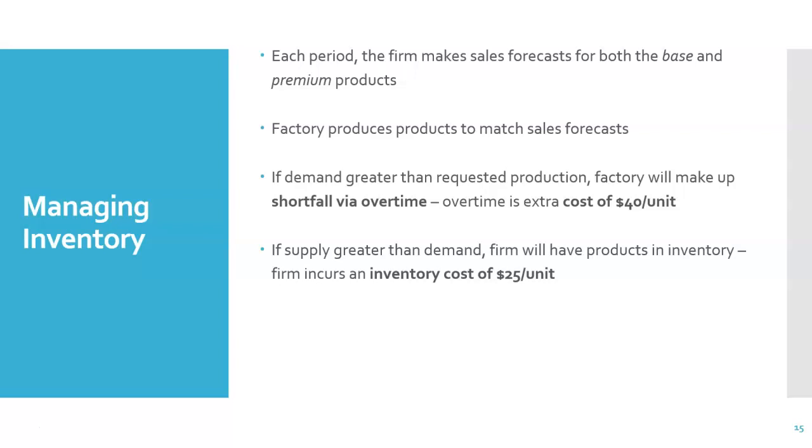Two other things to think about. If you don't make enough, then the factory will make up for any shortfall with overtime, but that's going to cost you an extra $40 a unit. If you produce too much, then you have to store your inventory, and that's going to cost you $25 a unit. And then the next quarter, you want to keep in mind how much you have in storage and factor that into how much you're going to produce, because you'll use what you have in storage in addition to what you're producing.